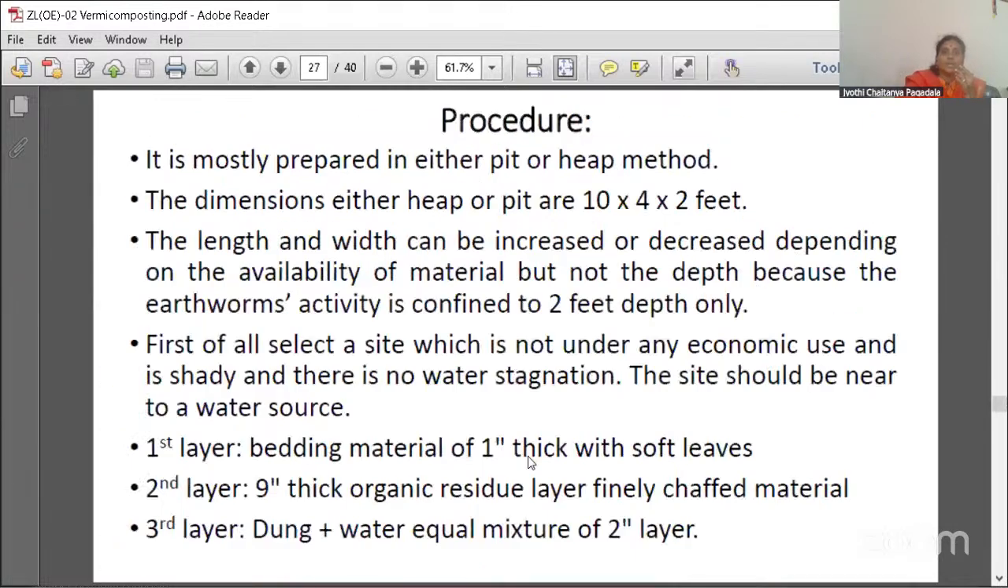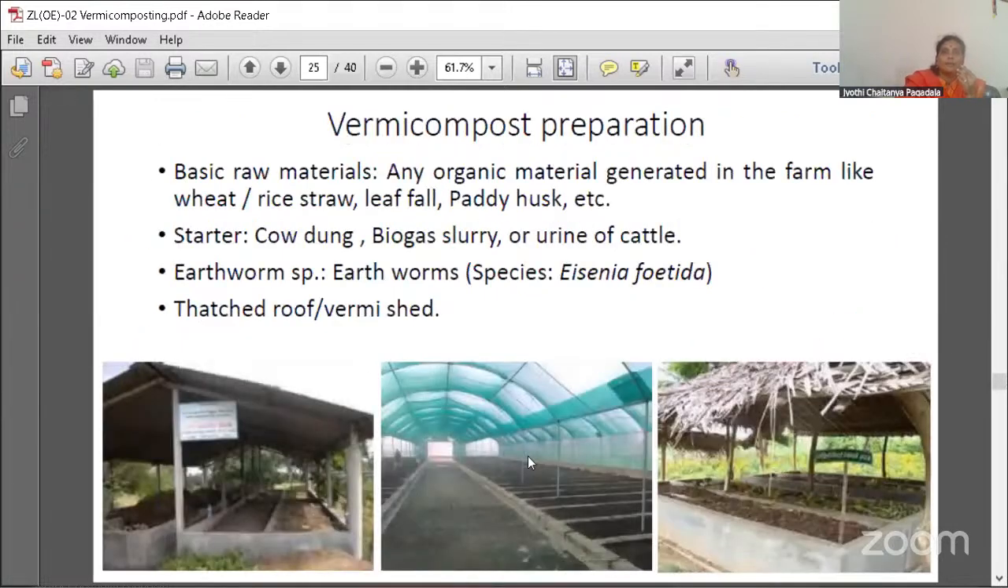This is about, again, I want to show you the vermicompost preparation beds. Here the basic raw materials are, as we know, wheat, rice, straw, and leaf pulp, and paddy husk. And here the starters are the cow dung, biogas slurry, or urine of cattle.